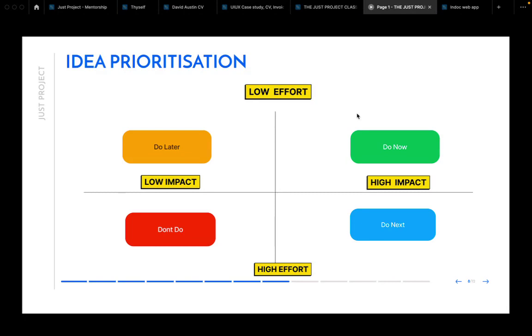Now you break down your ideas into four sections. Do later, do now, don't do, do next. Most ideas are actually no-go areas. Some people will come up with ideas that do not follow the chain of the problem you are trying to solve. Remember, I said as a researcher, you have to have an end goal.